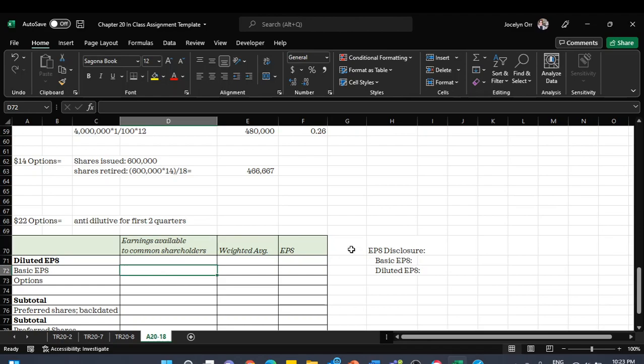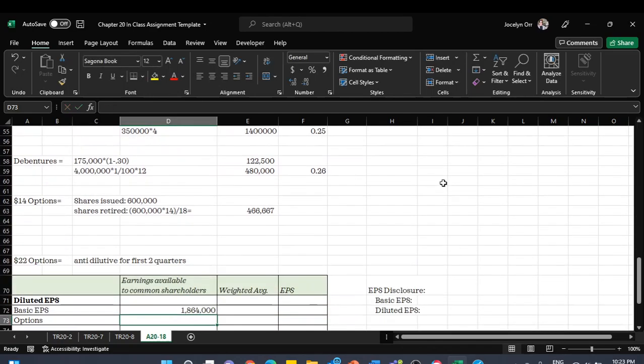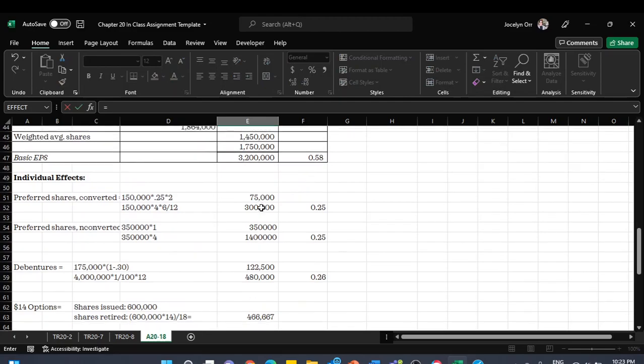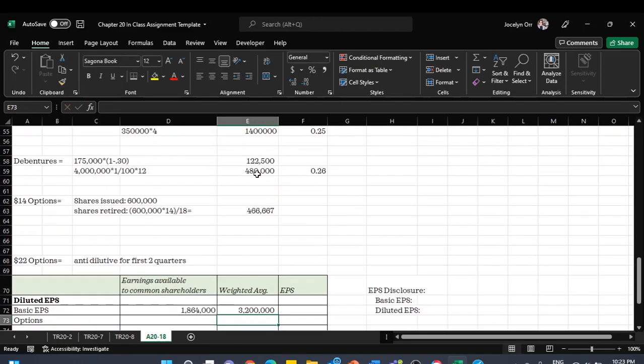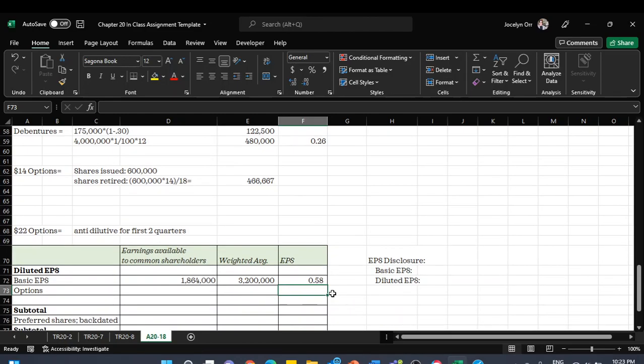So let's start with our basic EPS, first of all. Okay, we did these calculations up above. Our net earnings, 1,864,000. Our weighted average shares, 3.2. Which gave us an EPS of 0.58.